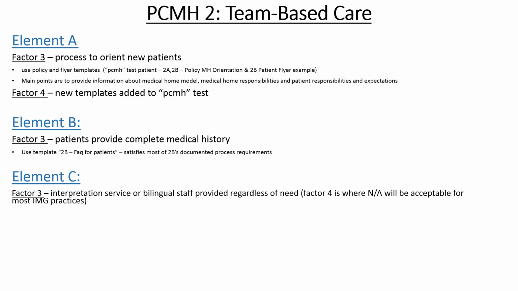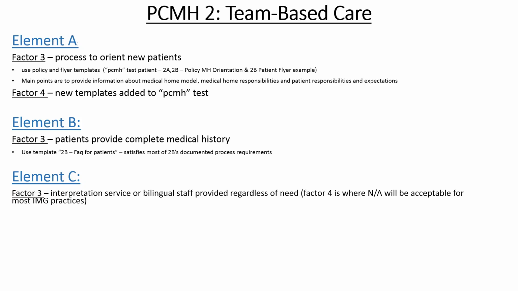For element B in Standard 2, this is all about medical home responsibilities. So specifically looking at Factor 3, it sounds a little vague, and it's not clear what is to be documented for this, but the factor reads that the practice functions most effectively as a medical home if patients provide a complete medical history and information about care obtained outside of the practice. So what NCQA is looking for is that you are informing patients that the practice will function this way and function most effectively if the patients provide you with that information.